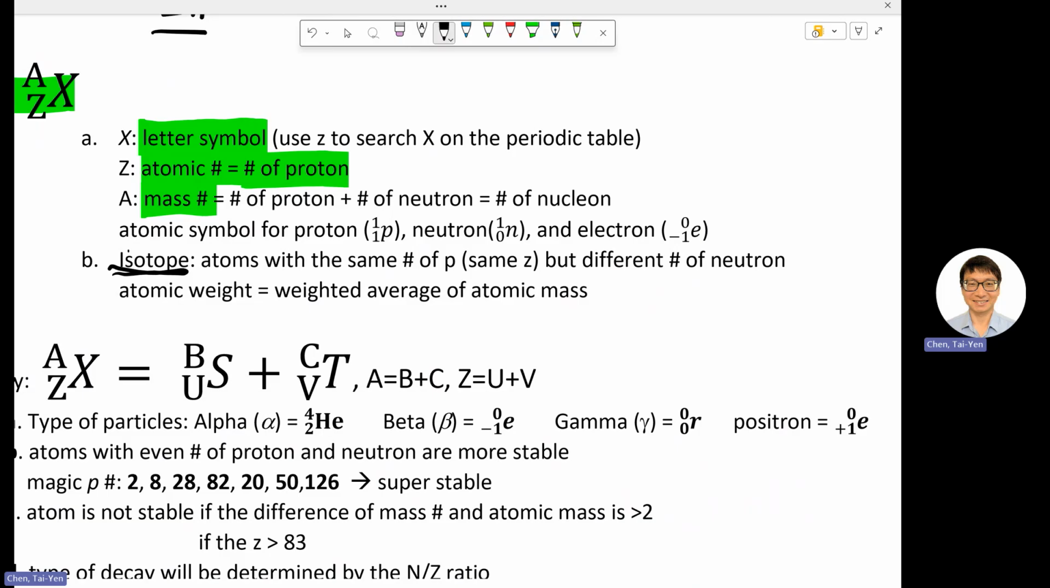So an isotope is an atom that has the same number of protons but a different number of neutrons. If you have the same number of protons, then you have the same letter symbol, but the mass will be different. If you have one extra neutron, then those are called isotopes.